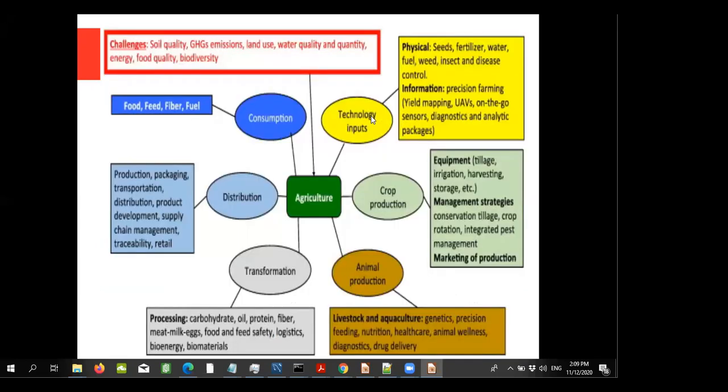This is an agriculture knowledge graph. For me to answer everything in agriculture, I mix up everything. Here we have challenges on soil quality, emissions, land use, water quality and quantity, everything. For me to answer all these challenges, I need to mix all the data: crop production, animal production, everything, see the individual data, inputs.